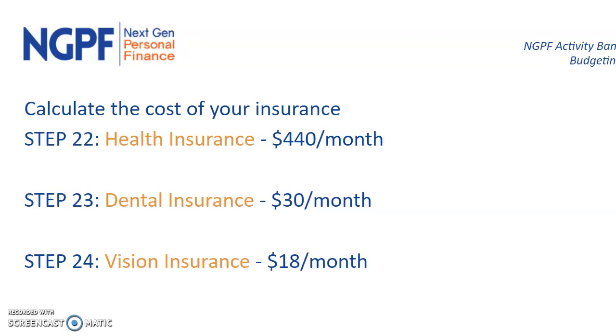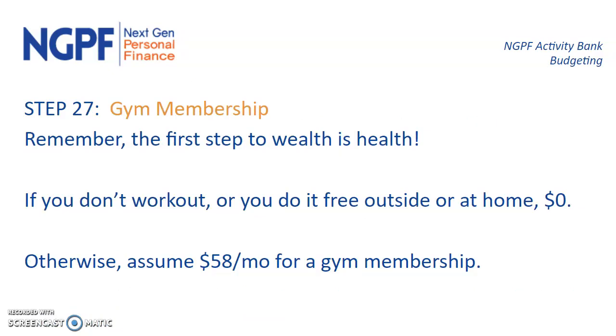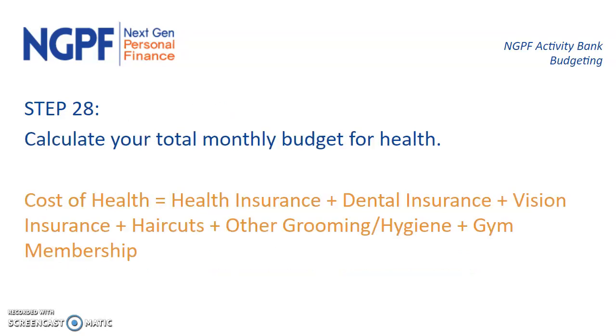22, 23, and 24 are insurance. Those are going to be how much those are per month. 25, hair care, hair appointment. Okay, these are the US averages, so we're going to use those. Other grooming, hygiene, medication, personal needs. Gym membership. If you don't work out, or you do it outside for free, put 0. Otherwise, you're going to assume $58 a month for gym membership.